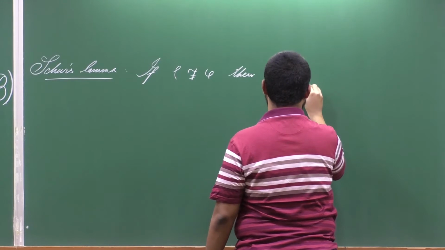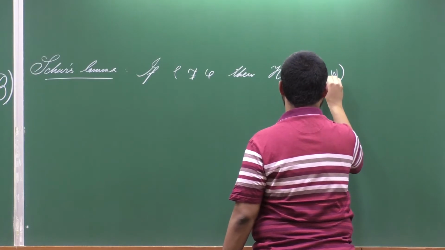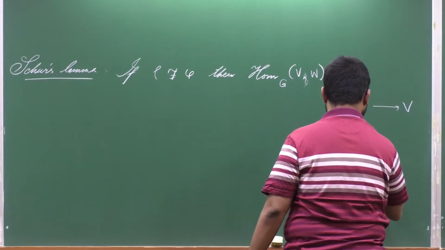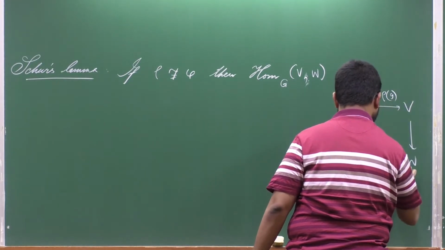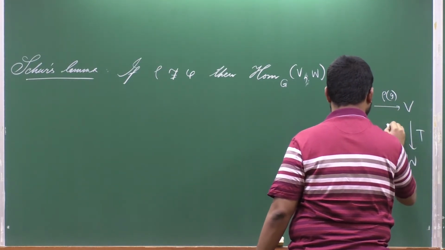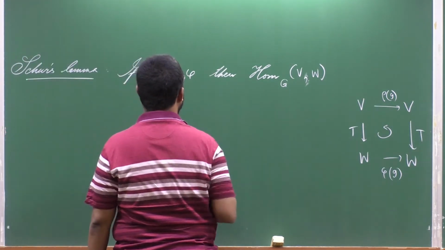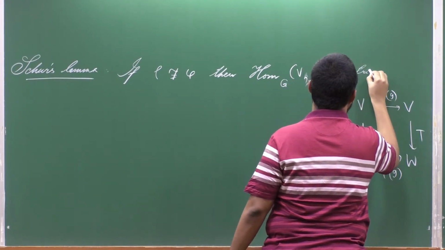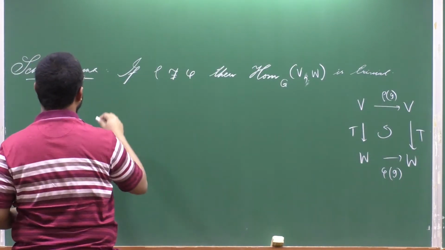this set of all G invariant linear maps from V to W. Recall that by a G invariant linear map, I mean a linear map from V to W such that this diagram commutes for every g in G. So, Schur's lemma says that if both these irreducible representations are non-isomorphic, then this is trivial. This is the non-isomorphic part of Schur's lemma.